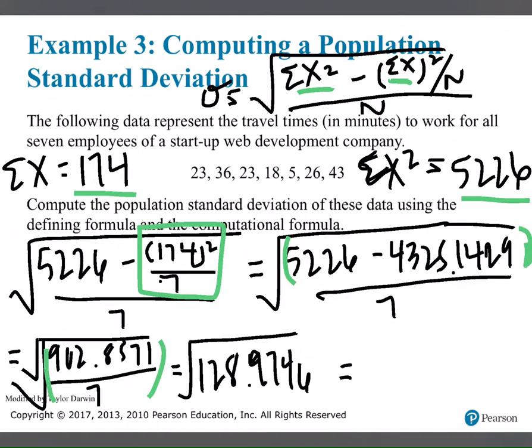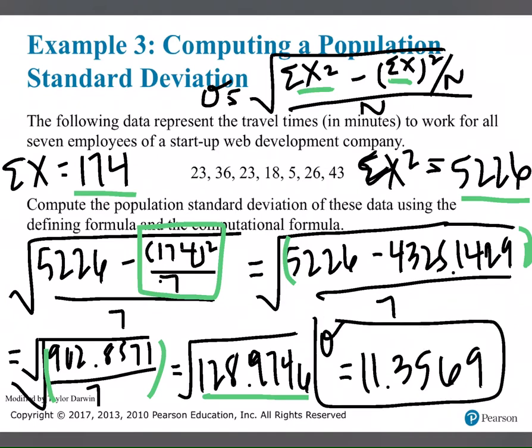So this part's important. A lot of people do all this and then they say that's the standard deviation. That's actually not it. This number, this 128, is actually called the variance. It's the number you get right before you square root it. So I'm going to go ahead and square root it to get my standard deviation, my sigma, which is 11.3569. I know it's a lot of work, but hopefully with some practice you'll feel okay about it.